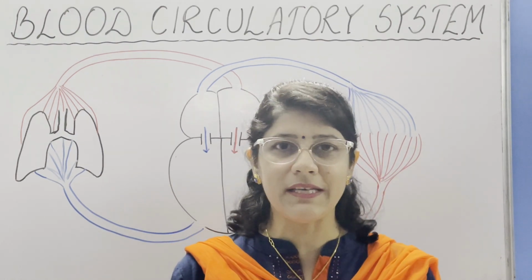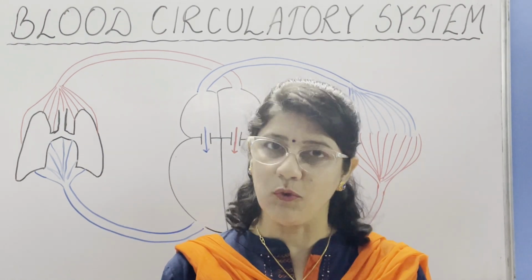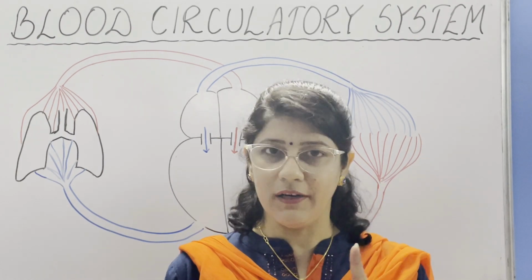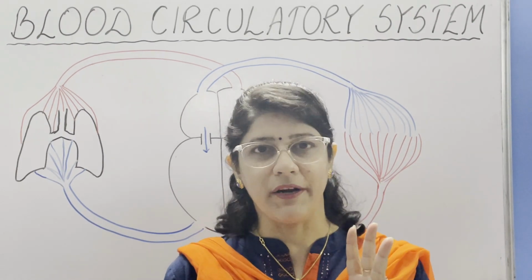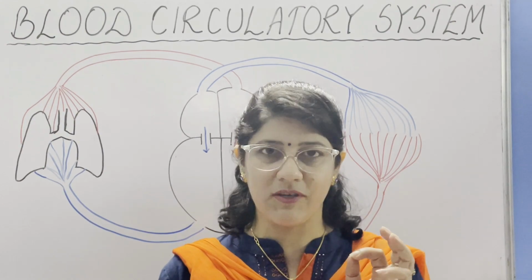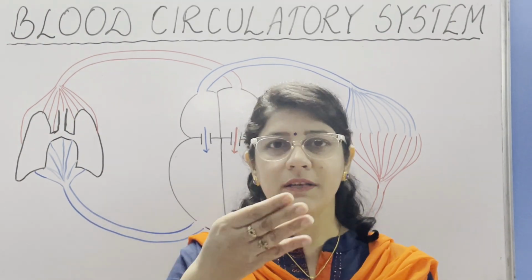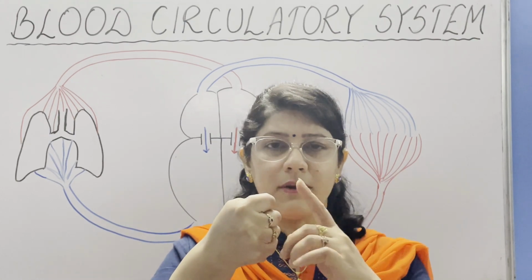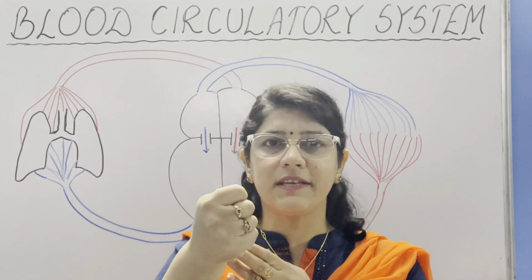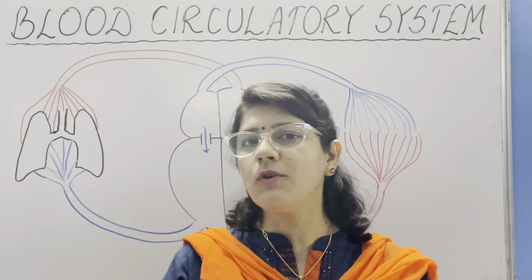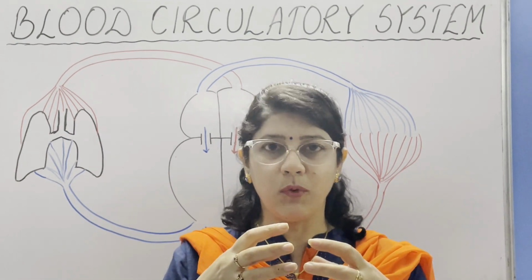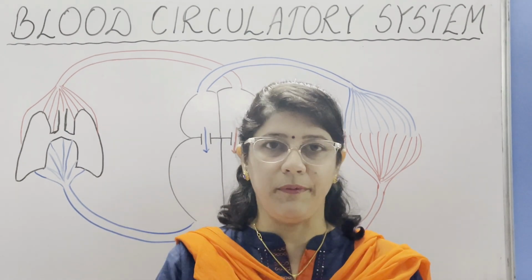My topic for today is the blood circulatory system in humans, which consists of heart, blood vessels and blood. Blood vessels include arteries, veins and capillaries. Heart. The size of the heart is our closed fist, 12 cm in length and 9 cm in width. The location of the heart is in between our two lungs and above the diaphragm.